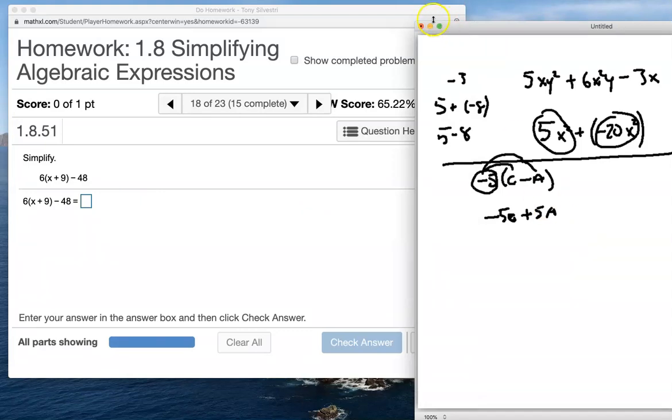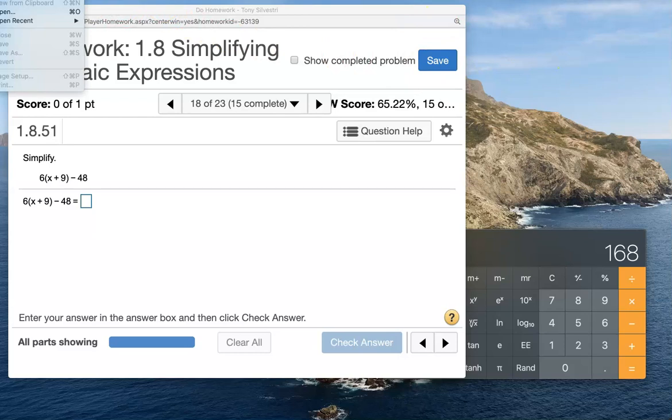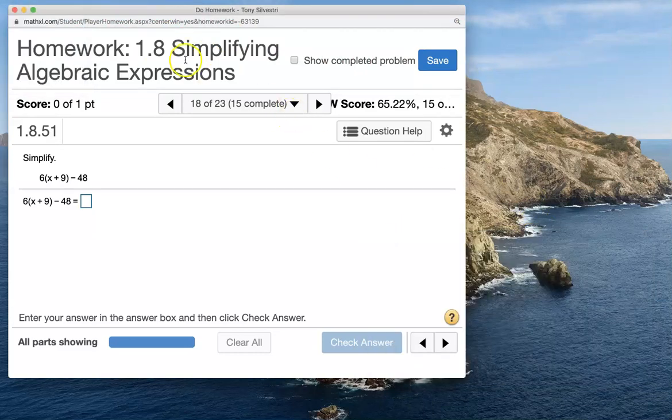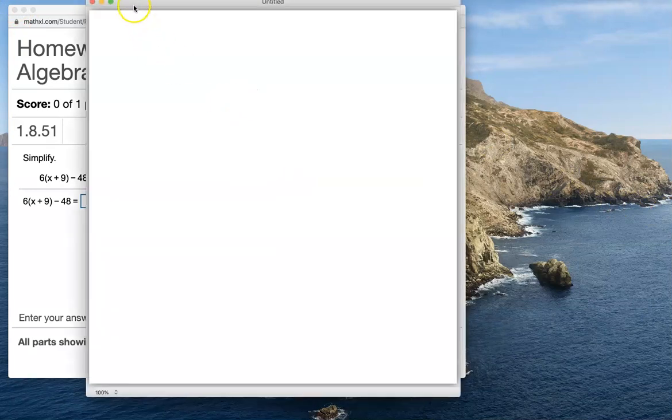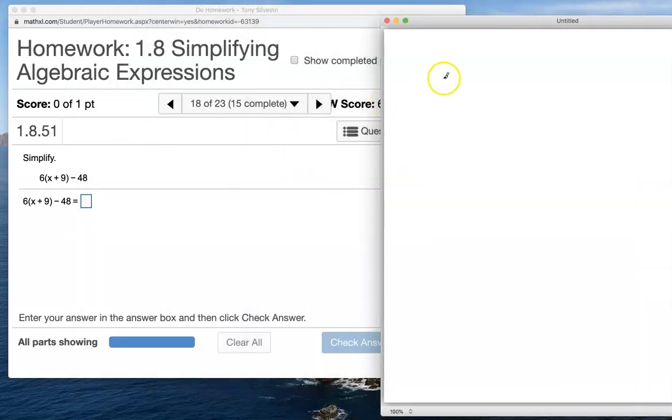Okay. Clear this. Don't save. File, new. I don't think I'm going to ever use this calculator, so I'll get rid of this. Let's see. I need some paper. Right there. There's some paper. Okay, I'm going to write this expression down.